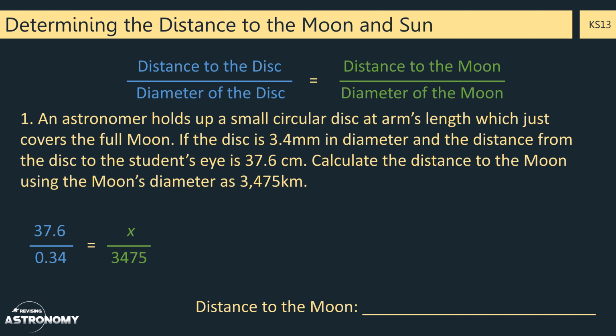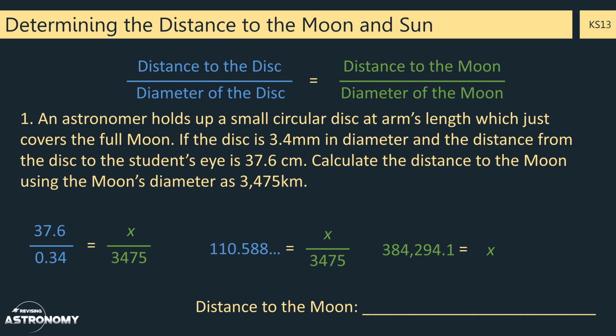Firstly, we can solve the blue side of the equation, dividing 37.6 by 0.34, which gives us 110.588. Make sure you don't round these numbers until the end. Then we want to bring the divide by 3475 to the other side, so we do the opposite, multiply 110.588 by it to give 384,294.1 kilometres.